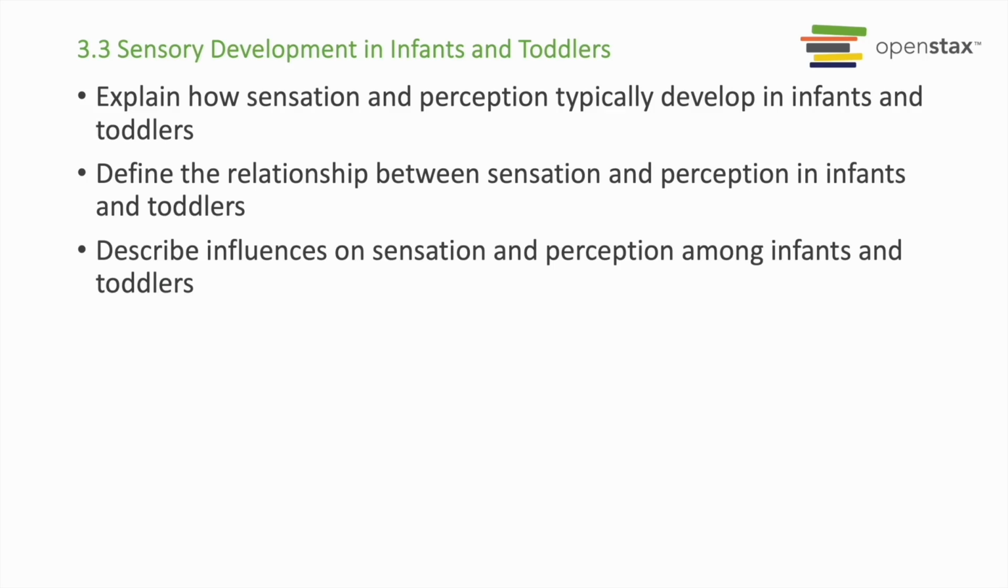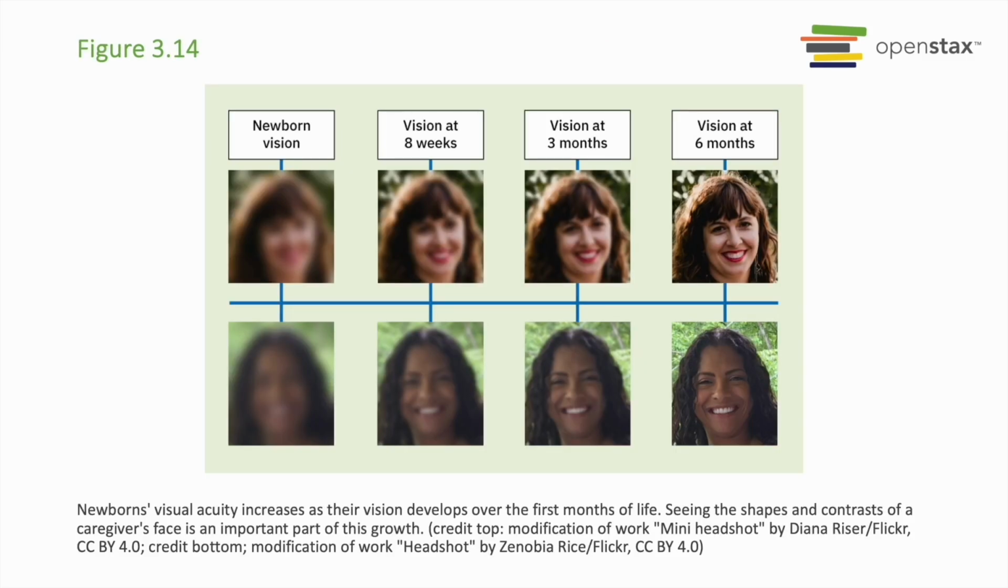Section 3.3, Sensory Development in Infants and Toddlers. We're going to explain how sensation and perception typically develop in infants and toddlers. We're going to define the relationship between sensation and perception in infants and toddlers, and describe influences on sensation and perception among infants and toddlers. Figure 3.14. Newborns' visual acuity increases as their vision develops over the first months of life.